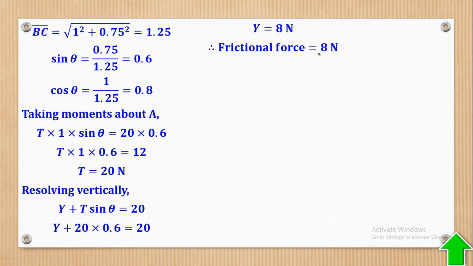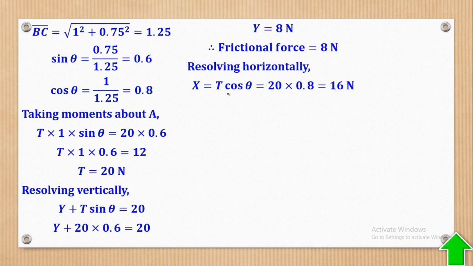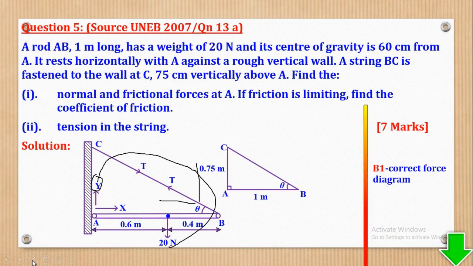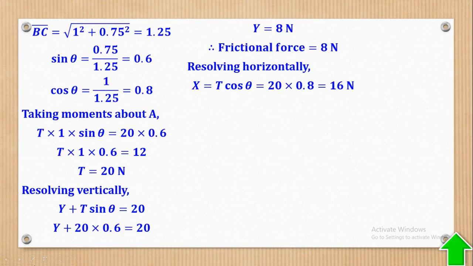But remember, they also want the normal reaction, so we have to resolve horizontally. So horizontally, we shall come up with X being equal to T cos theta. Where is that coming from? Remember, horizontal means that forces to the right are equal to forces to the left. So the force to the right is this X, and the force to the left is this one, which is T cos theta. So they will be equal. The good thing is we know the value of T and also the value of cos theta. So when I substitute, I come up with X being equal to 16 newtons.